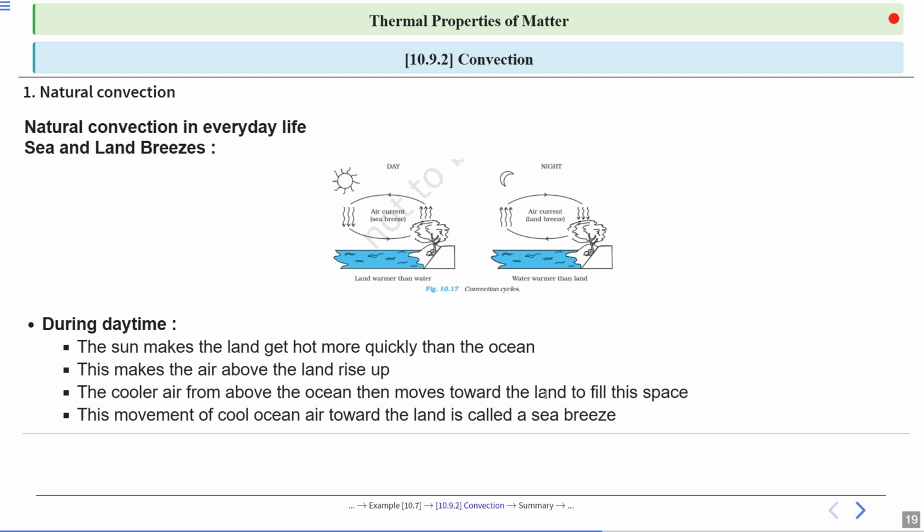So here this creates a low pressure area above the land. Over the sea the air is cooler, all right, so it's high pressure. So we can say cool air from the sea moves toward the land to fill the low pressure area. All right, and this cycle continues. So we can say a cool breeze blows from sea to land, and this is called sea breeze.